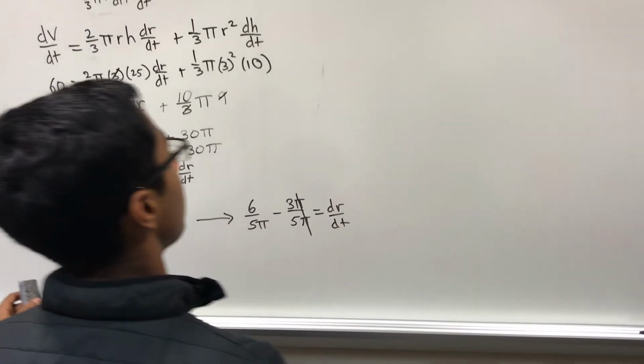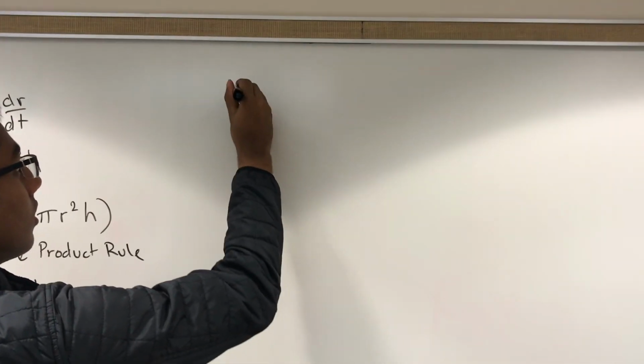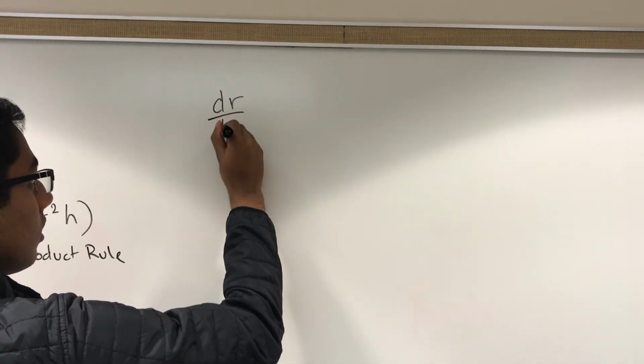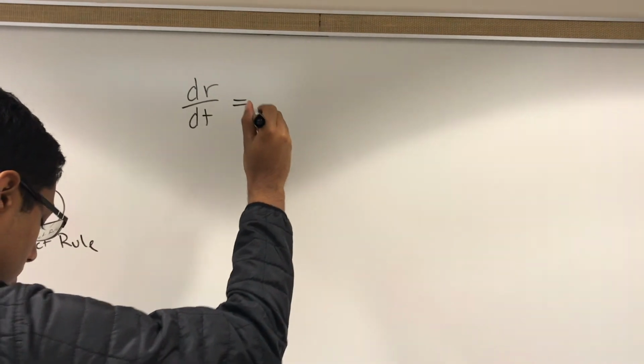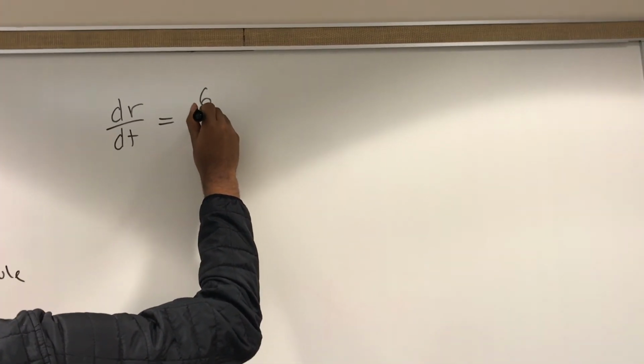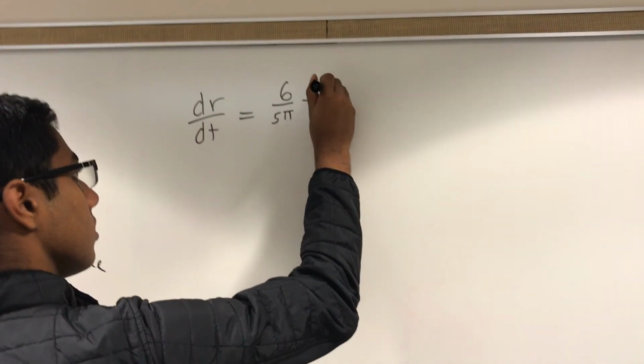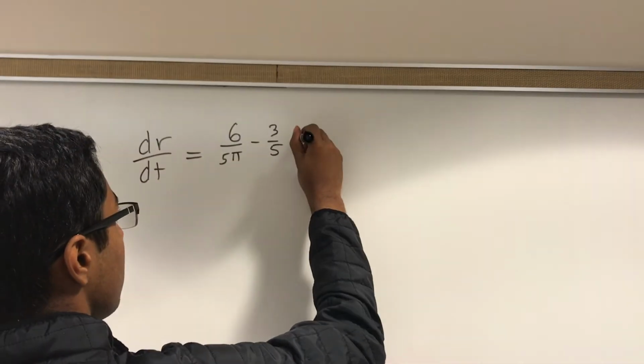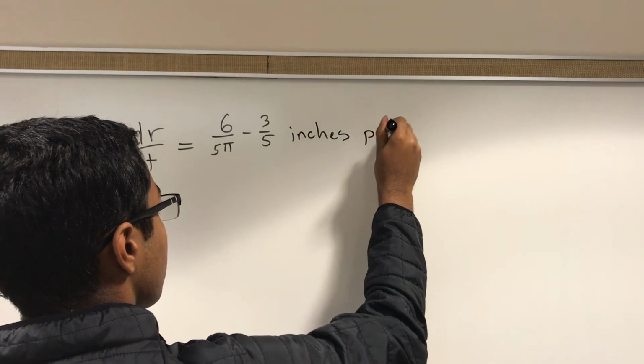We're trying to find the rate of change of the radius of the base of the conical pyramid every minute. So as this calculation is shown, we have done all the calculations in minutes after converting them from seconds to minutes. So the final answer, the rate of change of the radius of the base for every minute, is 6/(5 pi) minus 3/5 inches per minute.